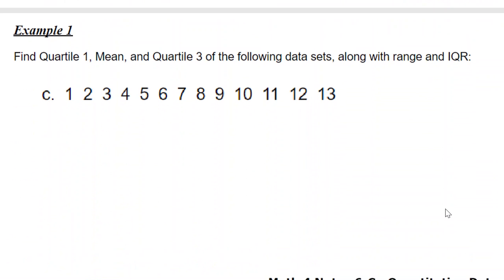Now, when we get to 13, something different happens. Every time that you have an odd number like this, like 11, you have 1 in the middle. Well, this one, you're going to have 1 in the middle. It's going to turn out to be that one because you'll have 6 this way and 6 that way. So that is going to be my Q2. That is going to be my median.